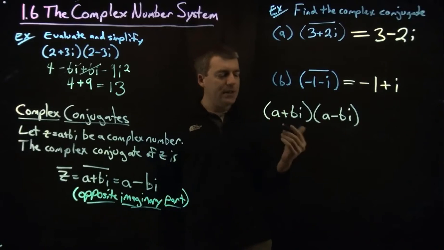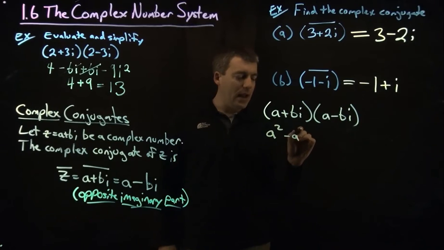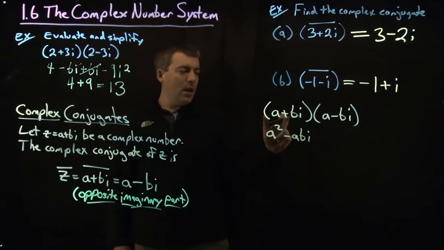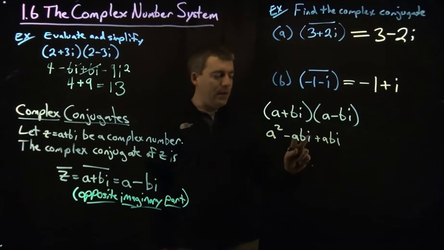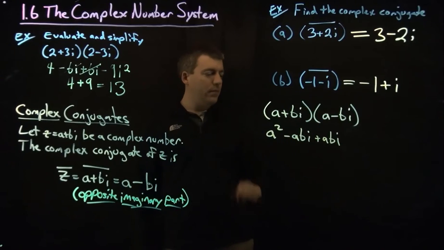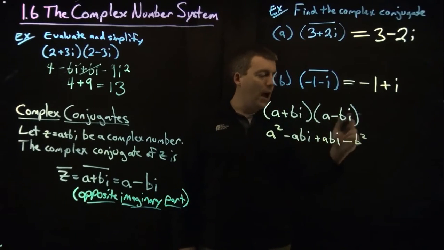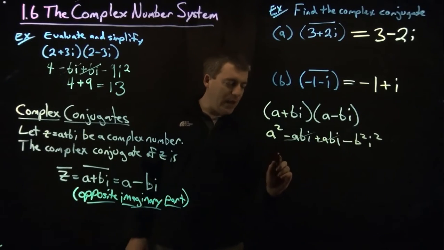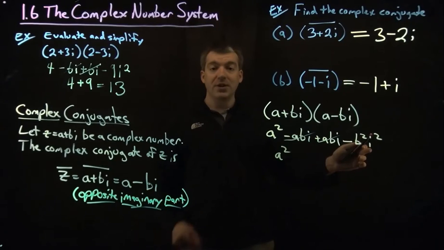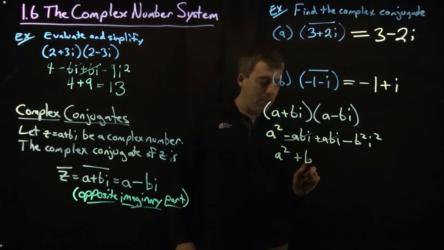So a times a is a squared. a times minus bi is minus abi. bi times a is plus abi, and there you see these two terms will add together and be 0, or opposites. And then we have minus b squared i squared. Okay, so now we know these cancel out. We've got a squared, and then i squared is negative 1, times negative 1 is plus 1, so a squared plus b squared.